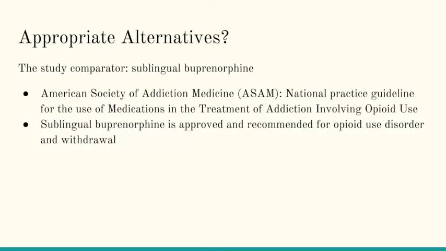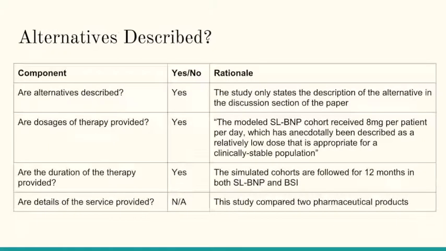The next is alternative. The alternative used in the study is sublingual buprenorphine. To assess the appropriateness of the alternative, we looked at the national practice guideline from the American Society of Addiction Medicine. The guideline states that sublingual buprenorphine is an approved and recommended agent for opioid use disorder and withdrawal. Thus, it is an appropriate alternative to be used.